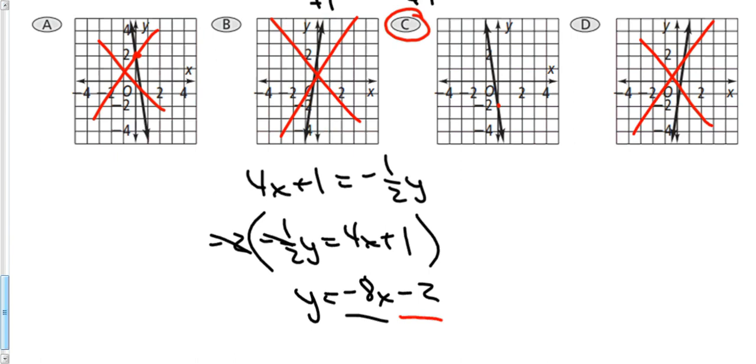And that's the end of section 2-3, linear functions and slope-intercept form.